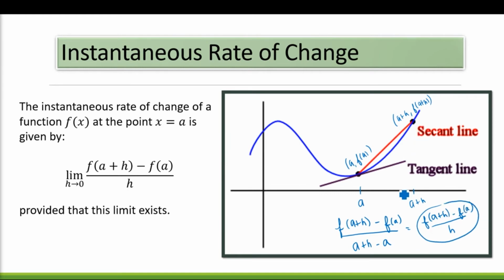But as we let H get smaller and smaller and smaller, then the secant line starts to approach that tangent line. And the slope of this tangent line gives us what we're going to call the instantaneous rate of change at A. So to find the instantaneous rate of change at a point, we're going to take the limit as H approaches 0 of f of A plus H minus f of A over H, provided, of course, that the limit exists.